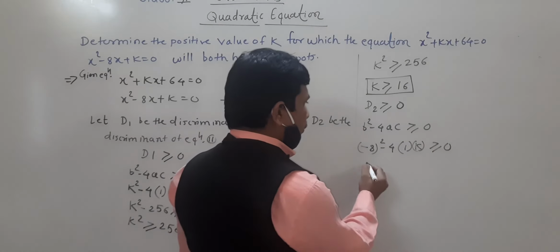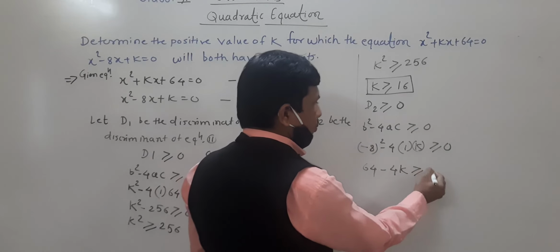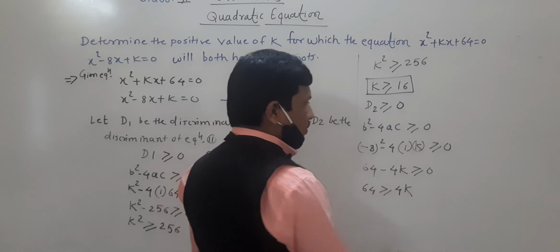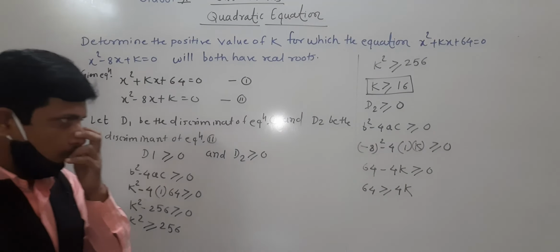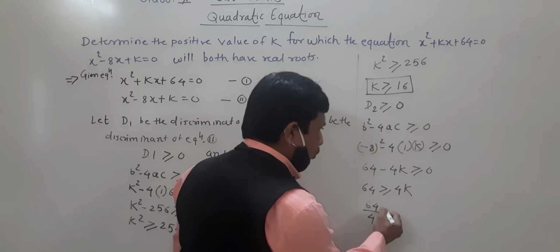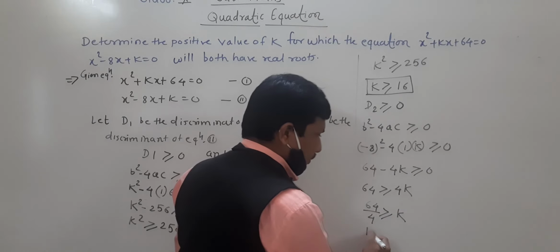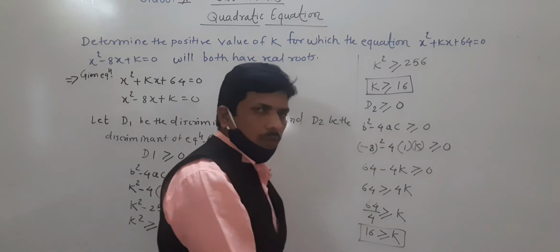So 64 minus 4k is greater than or equal to 0. So 64 is greater than or equal to 4k. Minus 4k we will move to that side, that is plus 4k. Okay, so 64 divided by 4 is greater than or equal to k. 4 16s are 64, so 16 is greater than or equal to k.